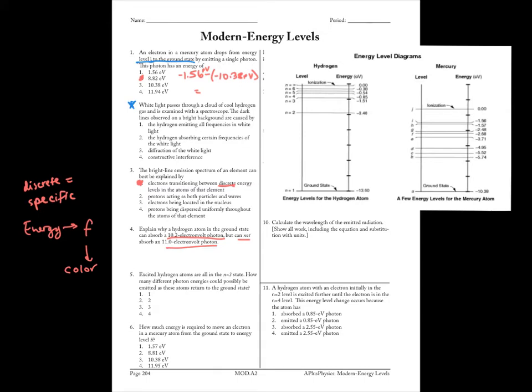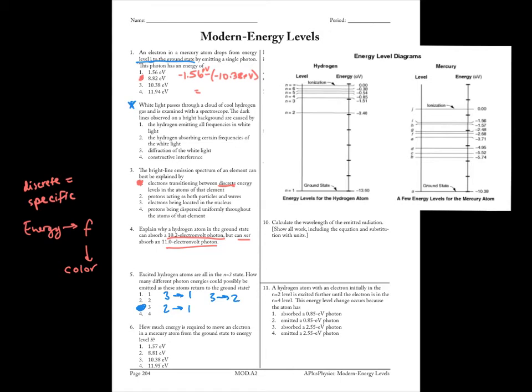Actually, I forgot one other thing. Not only can it go from 3 to 2 or 3 to 1, it could also go 2 to 1 on the way down. So after you go 3 to 2, you could also go 2 to 1. So that's 2 here and another third one over here. So there's 3 different energies it can release: the 3 to 1, 2 to 1, or 3 to 2.